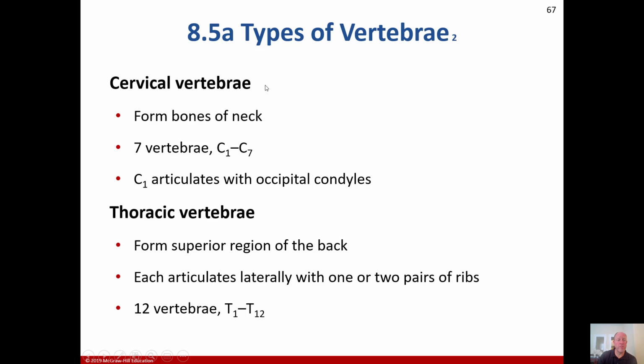Cervical vertebrae form the bones of the neck. There are 7 of them, C1 to C7. C1 articulates with the occipital condyles. The thoracic vertebrae form the superior region of the back. Each articulates laterally with 1 or 2 pairs of ribs. There are 12 of those, T1 to T12.